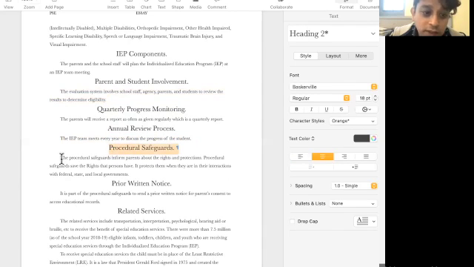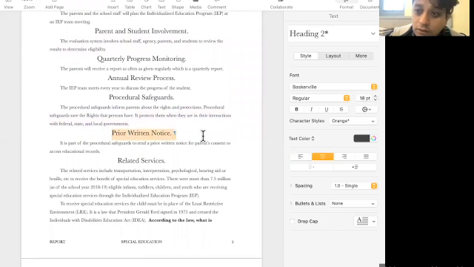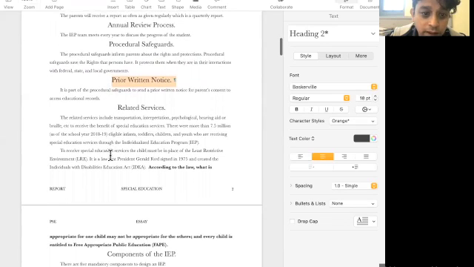And procedural safeguards. The procedural safeguards inform parents about the rights and protections. Procedural safeguards save the rights that persons have. It protects them when they are in their interactions with federal, state, and local government. Prior written notice. It's part of the procedural safeguards to send prior written notice for parents' consent to access educational records. Related services.